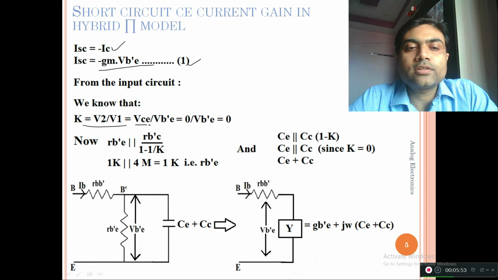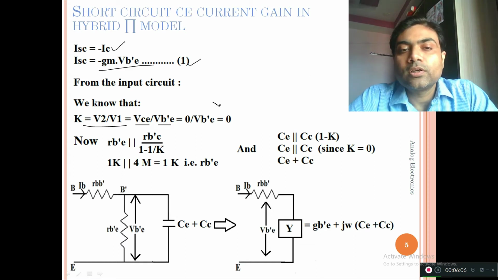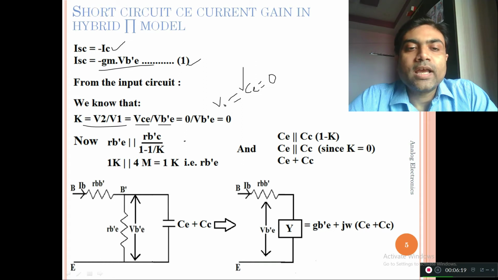What is output voltage? Since it is the common emitter configuration, the output voltage is VCE, and the input voltage is VB'E. We are ignoring VBE, we are just calculating VB'E. Now since we have short circuited the output, the output voltage VCE is equal to 0, and since VCE equals 0, this whole term becomes 0.